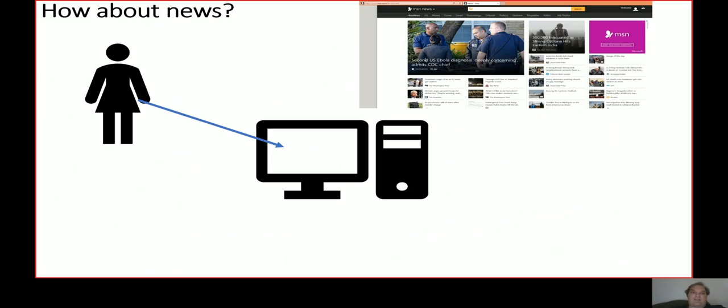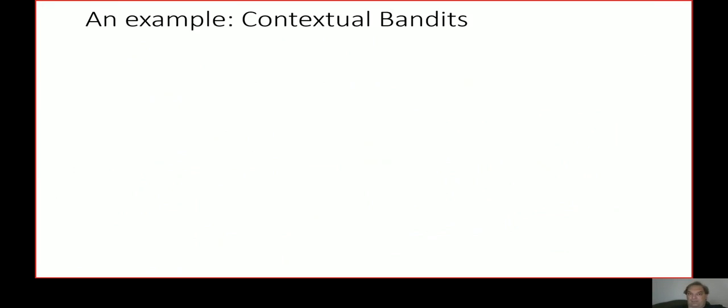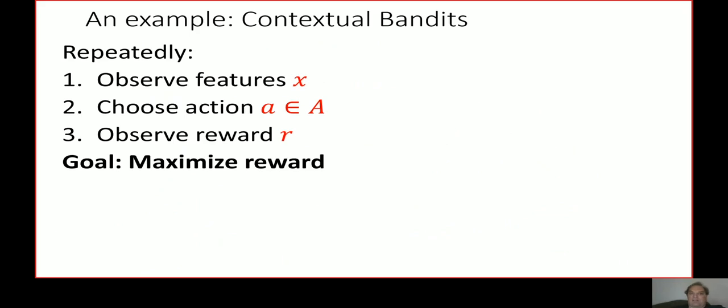And this is, in fact, even simpler. It's a contextual bandit structure. So let's think about what contextual bandits are. In contextual bandits, what happens is you observe some features. Maybe this is the geolocation of the user. Maybe it's some sort of profile based upon the way the user has behaved in the past. Maybe it's features of the possible actions which are available as well. Based upon this, you choose an action, and then you get some reward. Your goal is to maximize the reward in this setting.